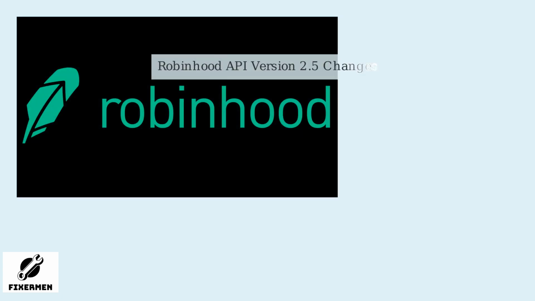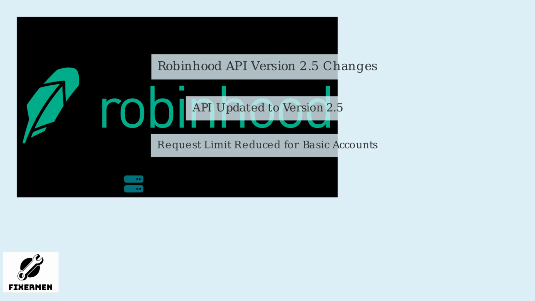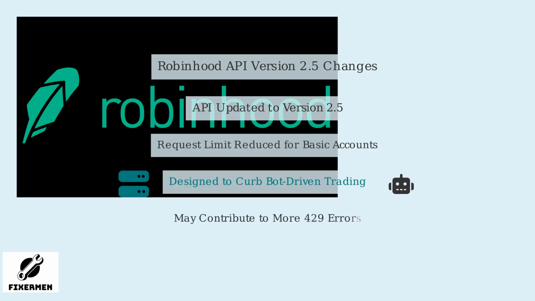Robinhood updated their API to version 2.5 in late 2025, specifically reducing the request limit for basic accounts from 200 calls per minute down to 150. This change was designed to curb bot-driven trading during periods of high market activity, but it may be contributing to the increased frequency of 429 errors that users are experiencing.